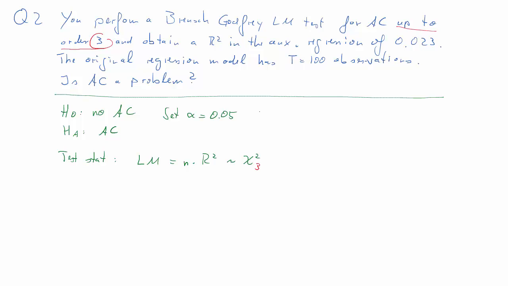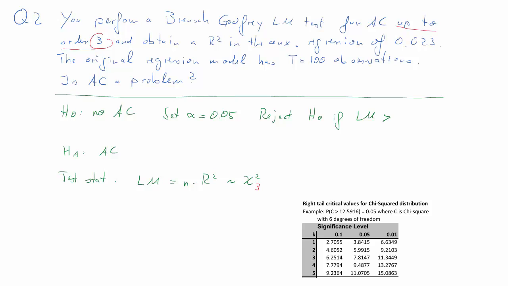We shall set a significance level of 5%, and then we can formulate the decision rule: reject H0 if the LM test is larger than the critical value. Here we have a little bit of the chi-squared table: 3 degrees of freedom, 5% significance level, 7.8147 is the critical value. So let's draw a little picture. Our critical value is here, 7.8. To the right, we have 5% of the probability mass.